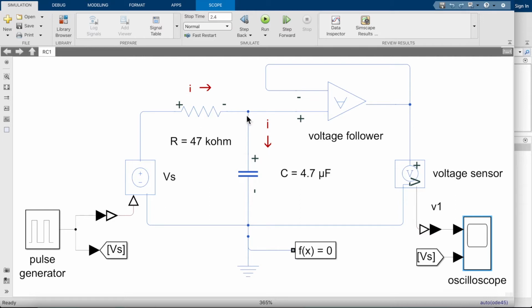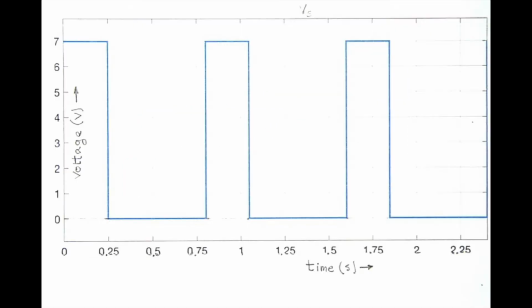Here's the resistor in series with a capacitor. It is being charged and discharged by a voltage on the left side of the resistor, V sub S. And V sub S is not a constant voltage like a battery, but rather it's driven by a pulse generator. The pulse generator changes from a high voltage to a low voltage. The output voltage V sub S will be 7 volts for 250 milliseconds, and then it will drop down for the next 550 milliseconds to 0 volts before it repeats itself cyclically.